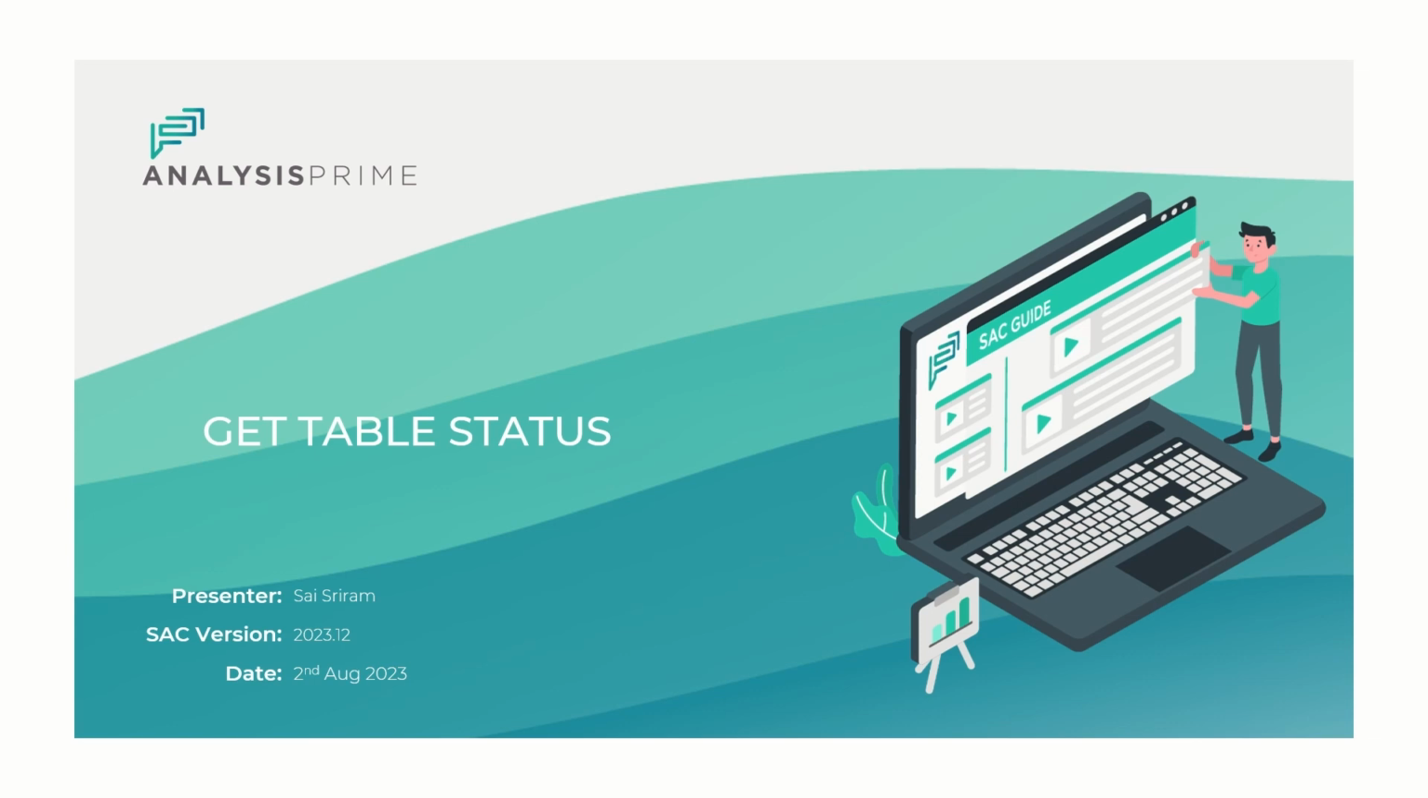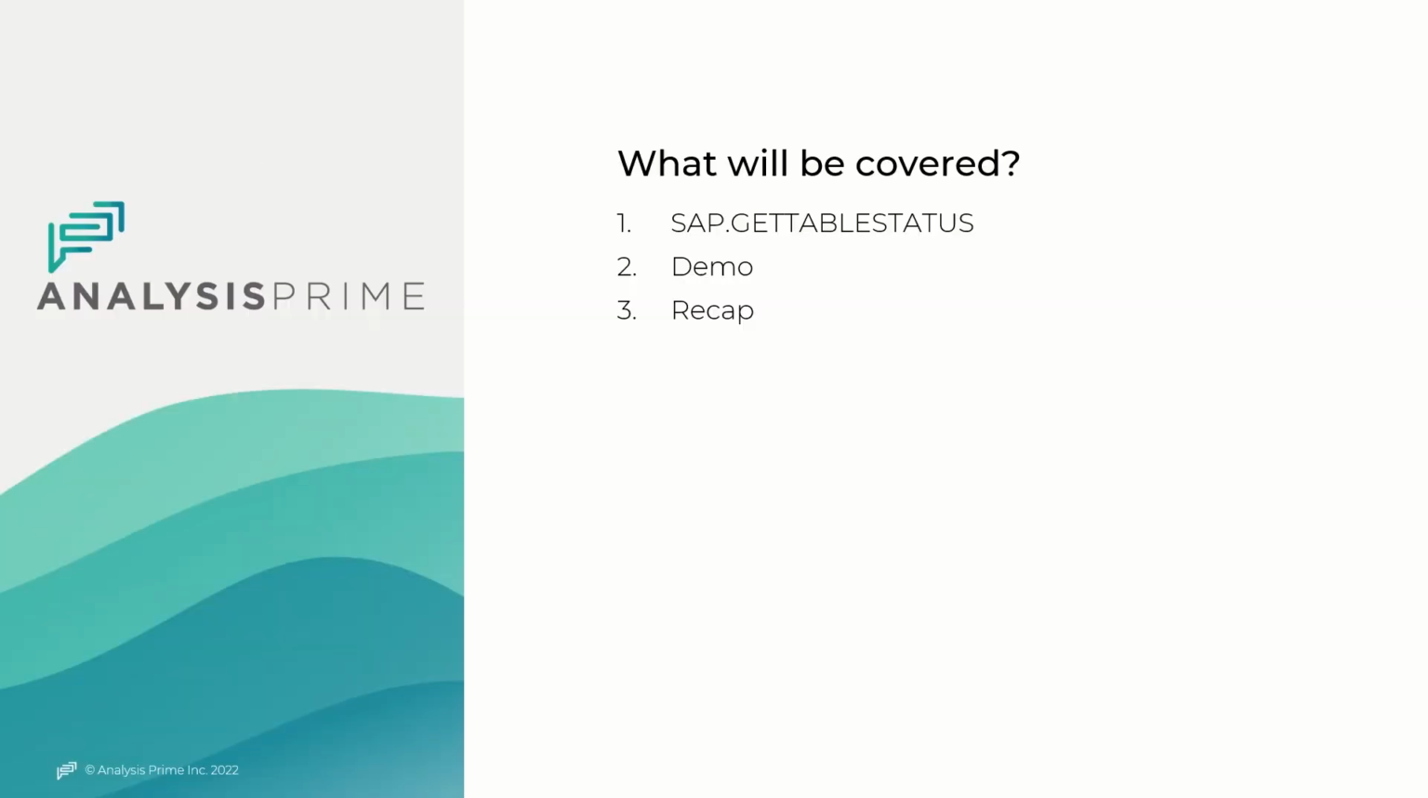In this video blog, I would like to demonstrate a new custom function which was introduced as part of the 2023 QRC3 release. In this video, I'll be covering how to use the custom function getTableStatus. Then, jump into the Excel to show you a demo. I will close this video by doing a recap of what we learned today.